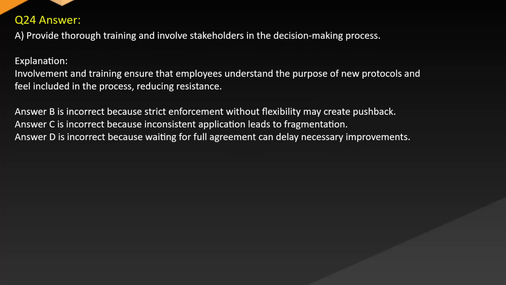Answer A. Provide thorough training and involve stakeholders in the decision-making process. Explanation: involvement and training ensure that employees understand the purpose of new protocols and feel included in the process, reducing resistance. Answer B is incorrect because strict enforcement without flexibility may create pushback. Answer C is incorrect because inconsistent application leads to fragmentation. Answer D is incorrect because waiting for full agreement can delay necessary improvements.